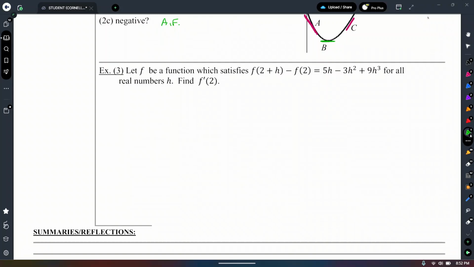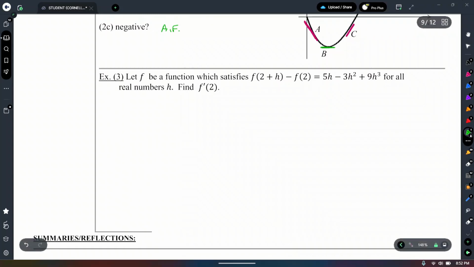This is a pretty nice question, example 3. You're going to see some stuff like this on the AP exam, and you just have to piece your way through it. It seems like maybe it's a little bit strange at first. It says let f be a function which satisfies the following: f of 2 plus h minus f of 2 is equal to this function for all real numbers h, and they want us to find f prime of 2. They want us to find the rate of change at 2.